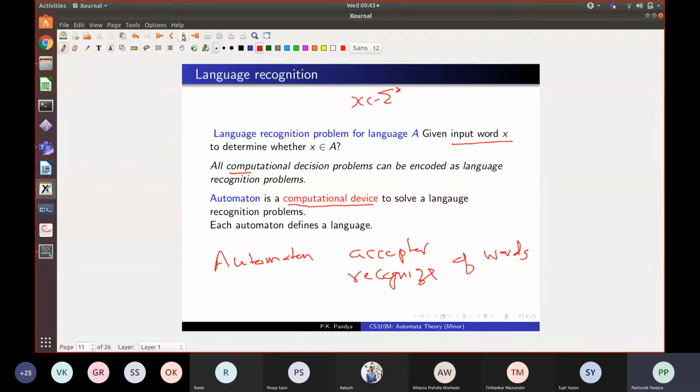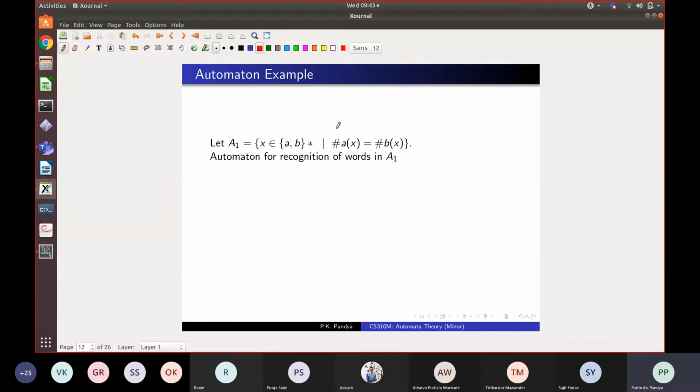Let me give an example. What does it take to build an automaton? So consider this language. The star should be above, not here. So we have this language A1, which consists of all words over alphabet {a, b}, where the number of a's is equal to the number of b's, right? So this is clear to us, what kind of words should go into this language. But suppose you have a very, very long word and you want to determine whether it is in the language or not, and we want to build a device which will recognize whether the word is in this language A1 or not.